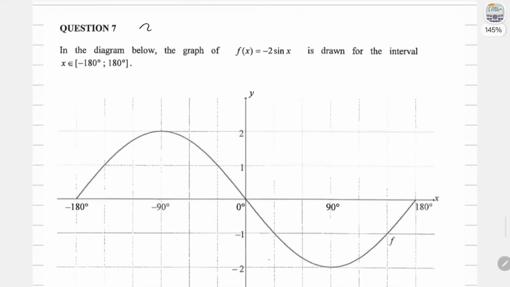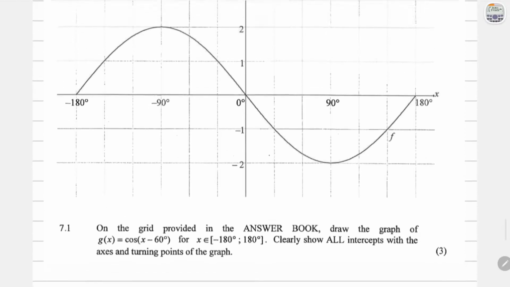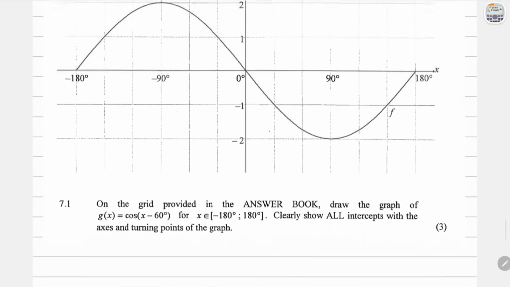Question 7 says, in the diagram below, the graph of f(x) = -2 sin x is drawn for the interval where x is an element of -180 degrees to 180 degrees. And here is our graph, okay?